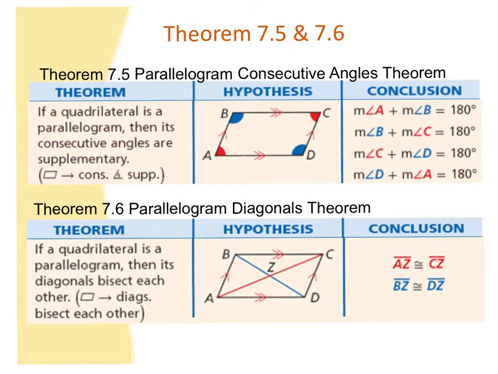If a quadrilateral is a parallelogram, then its diagonals bisect each other. So the diagonals are the lines inside. So this would tell me that BZ is congruent to DZ and that AZ is congruent to CZ. The diagonals are bisected. So now we're just going to do some examples using these theorems and the definition that we just learned.